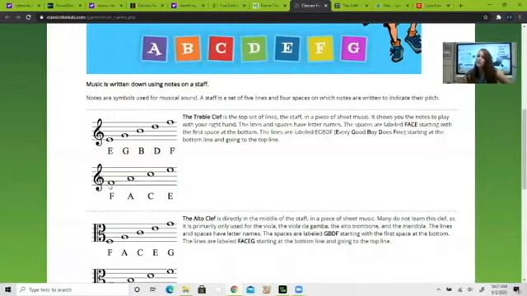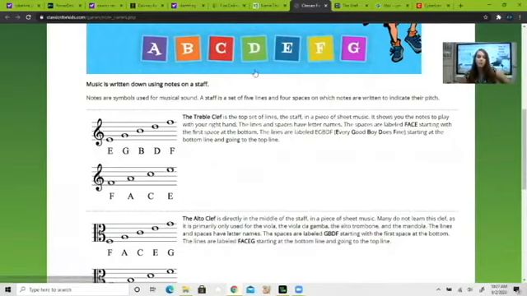Now, our space notes, however, we don't have to worry about making a sentence with our space notes, because guess what? The space notes already spell out a word. And what word is that? Face. That's right. It spells out face. So we've got every good boy does fine and face for our space notes. Now, I have created a little rhyme to help you remember that. Treble clef space is face. Treble clef line is every good boy does fine. It rhymes, and it makes it so much easier to remember.